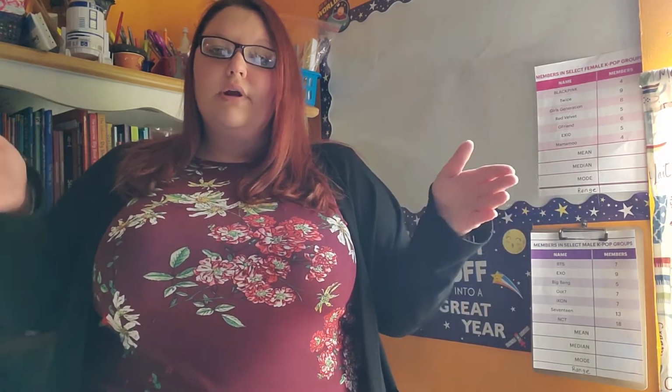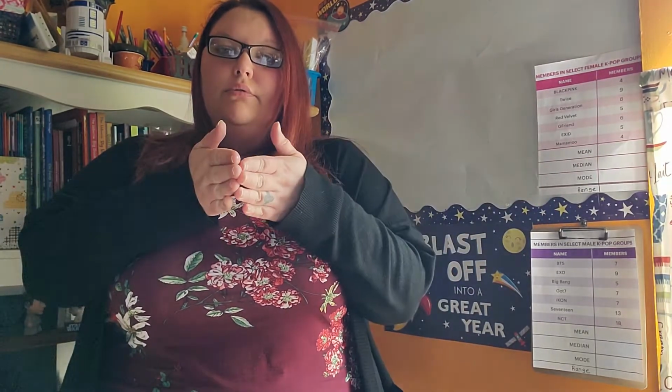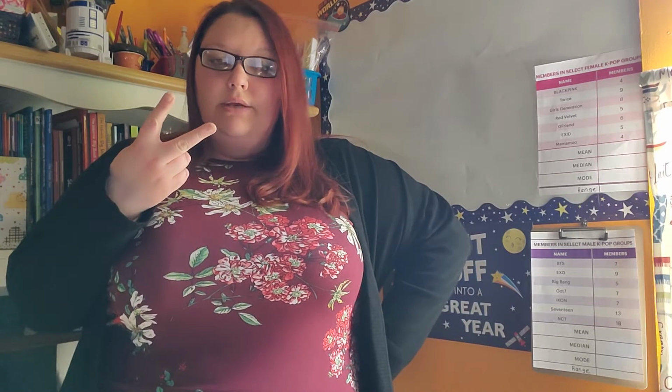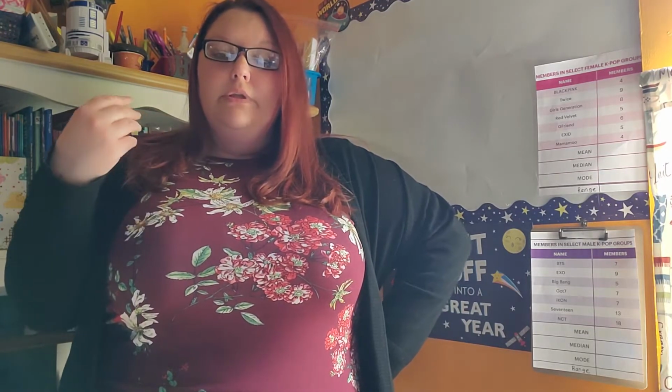Median is the middle value when a set of data is ordered from least to greatest. So you put the numbers in order from least to greatest, and then you come to the middle, and that middle number is your median. Now, of course, if there are 2 numbers in the middle, you have to take those 2 numbers, add them together, and then divide them by 2, and then that will give you your median.